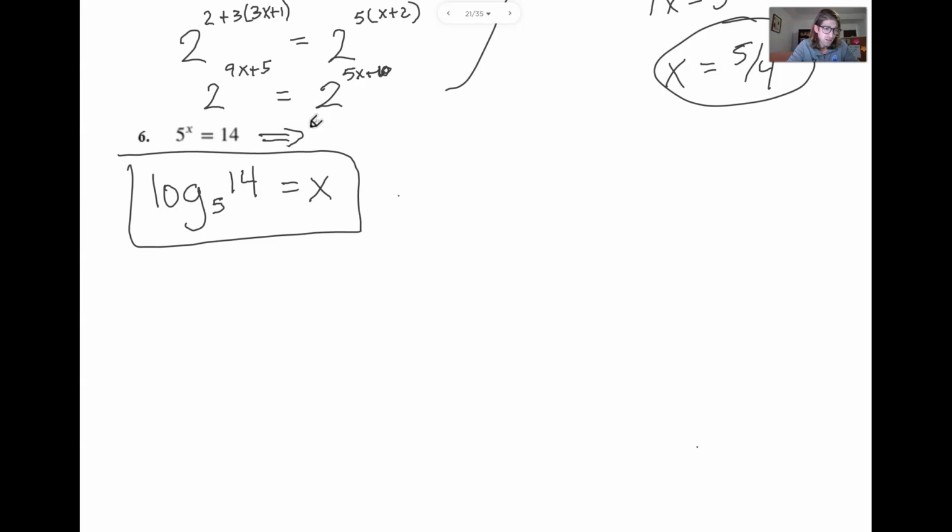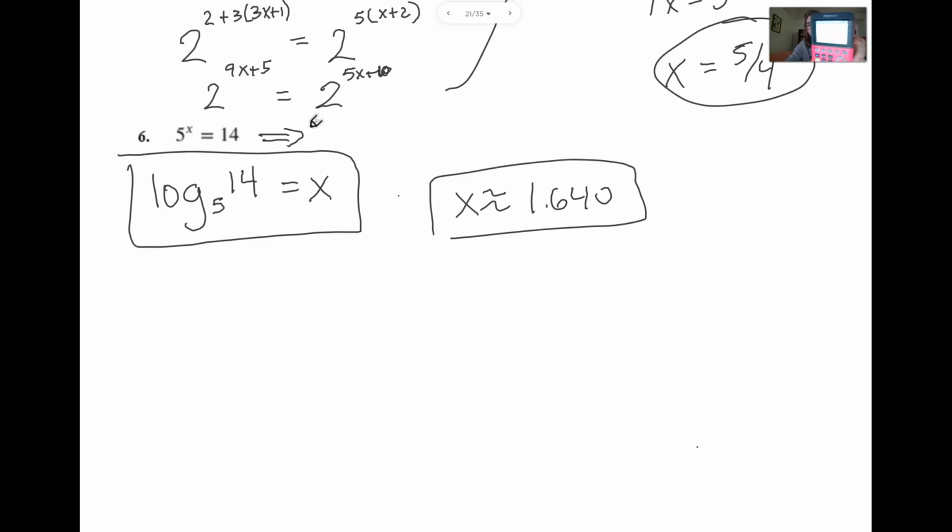If you go to your calculator and do log base 5 of 14, I'm holding up my calculator for you. The answer, the number, is about 1.640. X is approximately 1.640. If you type that into a calculator, 5 to the power 1.64, you get just about 14. A little bit off because we're rounding.